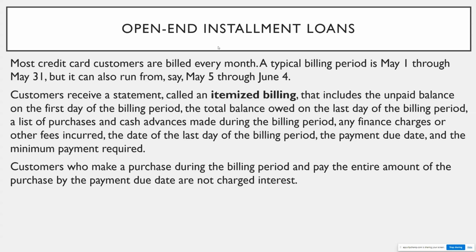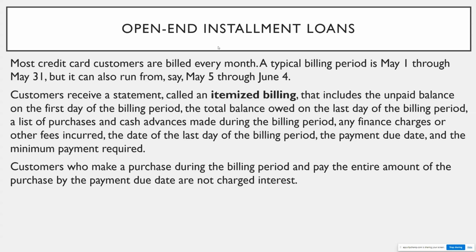That includes the unpaid balance on the first day of the billing period, the total balance owed on the last day of the billing period, and a list of purchases and cash advances made during the billing period, any finance charges or other fees incurred, and the date of the last day of the billing period, the payment due date, and the minimum payment required. So a lot of information.